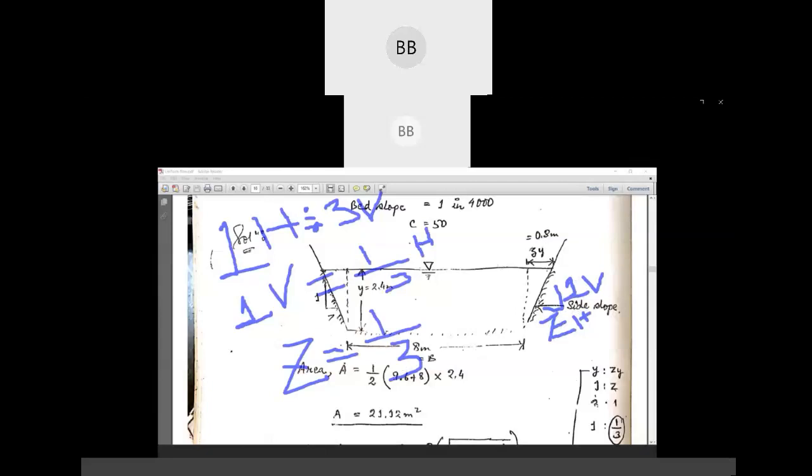So to find this, we need z multiplied by y. So z is 1 by 3. Y value is already given, that is 2.4. So 2.4 divided by 3, you will get 0.8. So this portion from here to here is nothing but 0.8 meter.